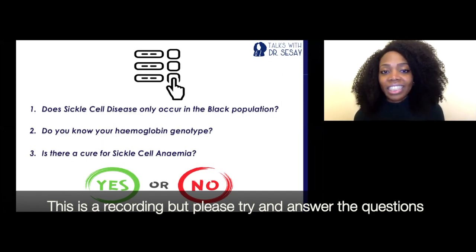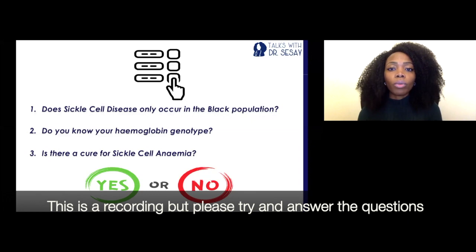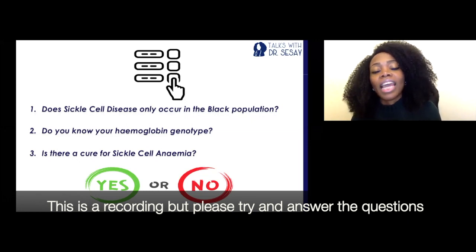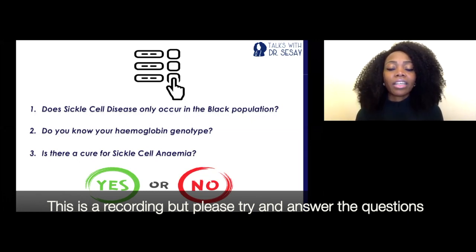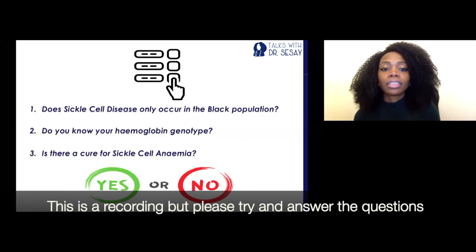So the first question is, does sickle cell disease only occur in the Black population? So the question is a yes or a no. What do you think? Do you know your hemoglobin genotype? So when I say this, I mean, do you know whether you're a carrier of sickle cell or if you have sickle cell disease, or if your genotype is the normal genotype, which is AA. So whether you're AA, AS, or SS, do you know that? If you don't know what I'm talking about, then the answer is probably no. And then the third question is, is there a cure for sickle cell anemia? Yes or no?